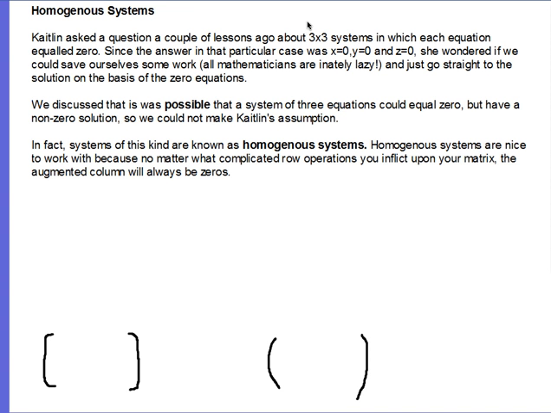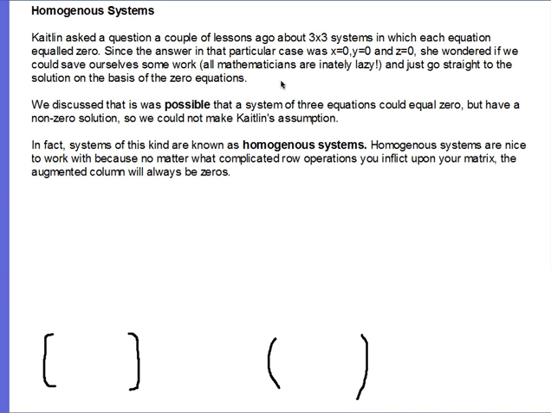So a couple of lessons ago, Caitlin asked a question. We had a 3x3 system in which every equation equaled 0, and the answer in that particular case was x equals 0, y equals 0, and z equals 0. And like a good mathematician, Caitlin wondered if we could save ourselves the trouble of reducing the matrix and just go straight to the solution that x equals 0, y equals 0, and z equals 0. That was good mathematical thinking, because basically mathematics is about doing things as simply and easily as possible.